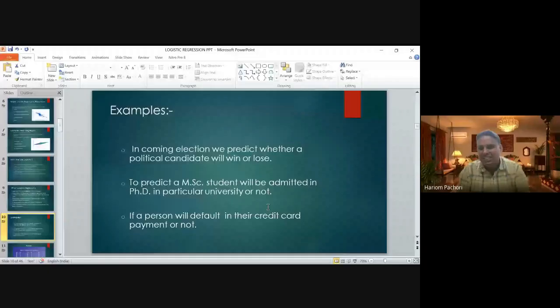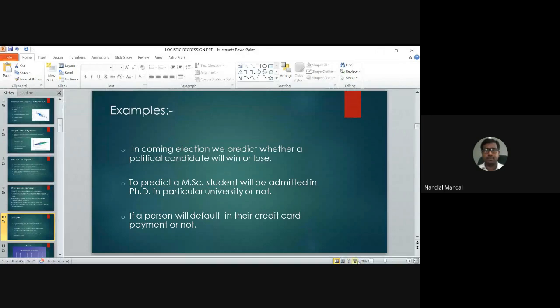Now you can see the slide example. Can you see the slide? Yes, sir. Okay.